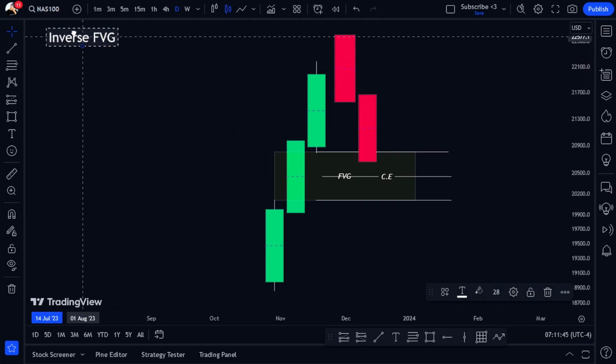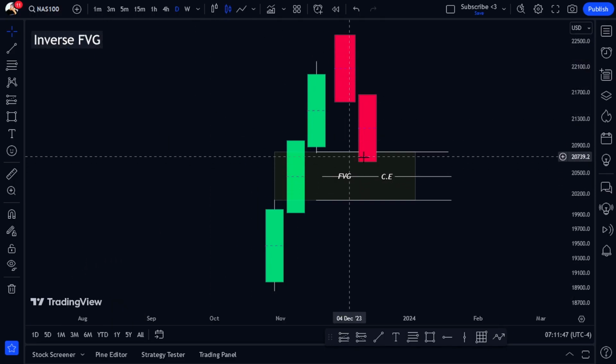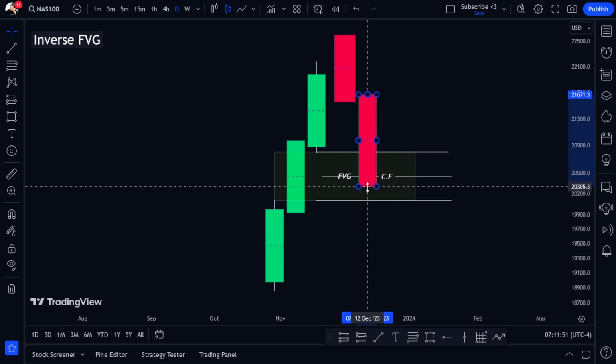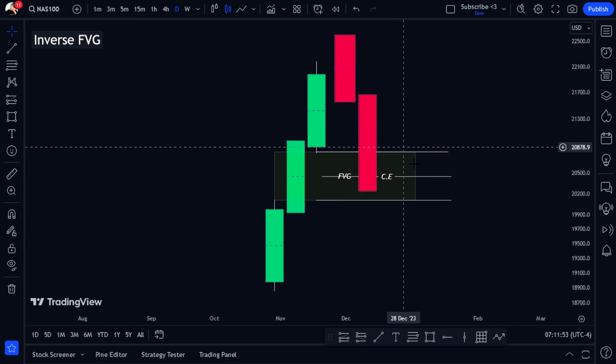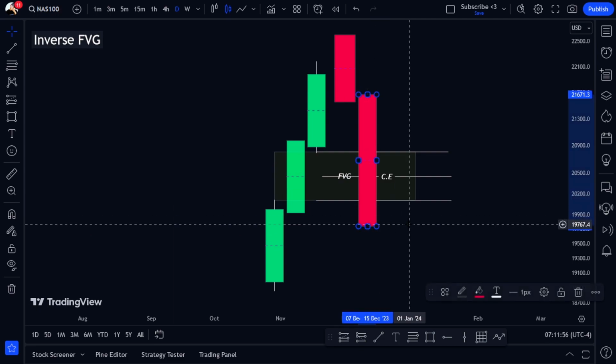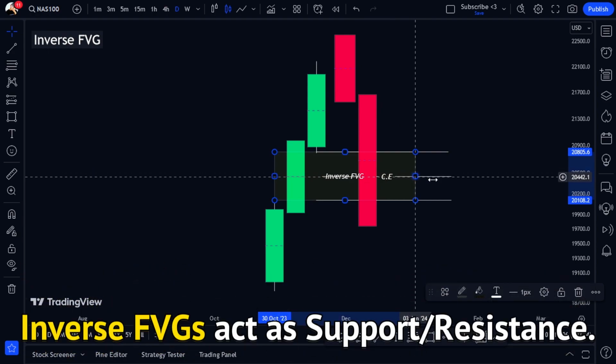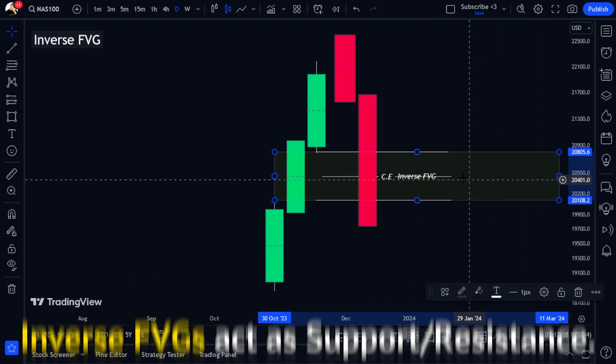That brings us to our next concept, which is inversion fair value gap. When the price closes beyond the consequent encroachment, or when the price completely fills a fair value gap, which invalidates our fair value gap, it results in an inversion fair value gap. And most of the time it acts as our support and resistance.